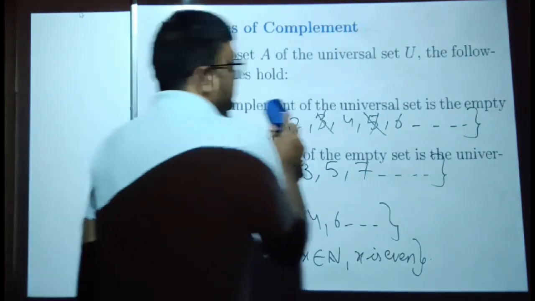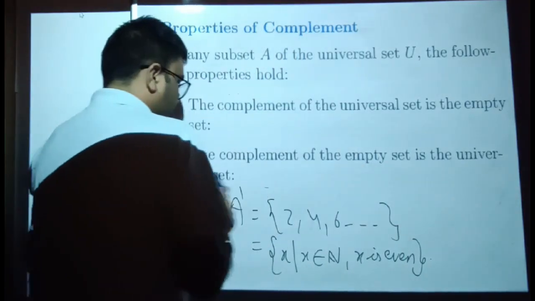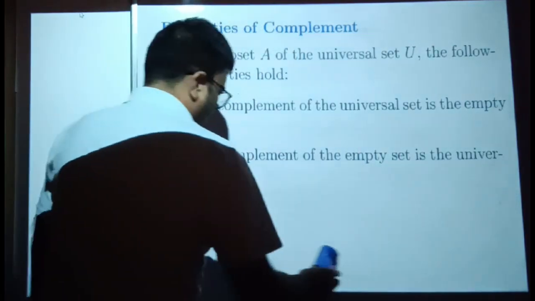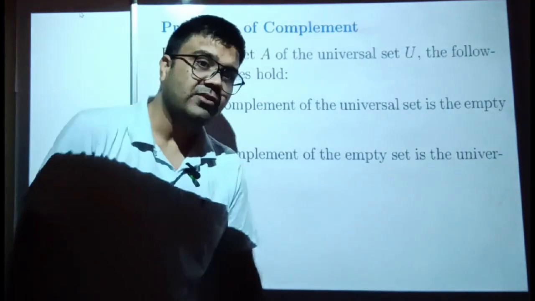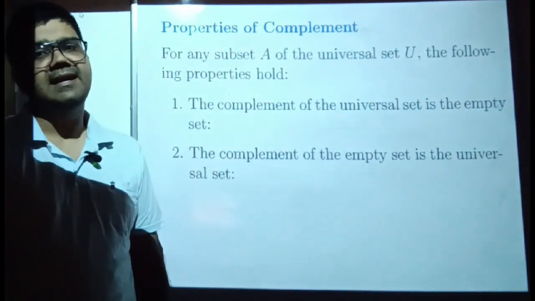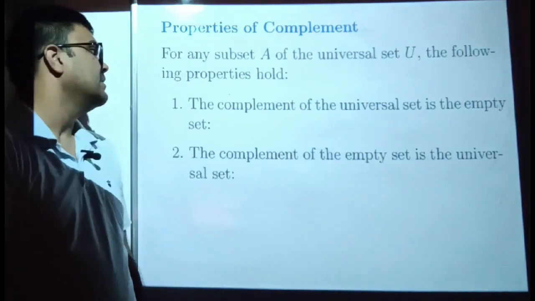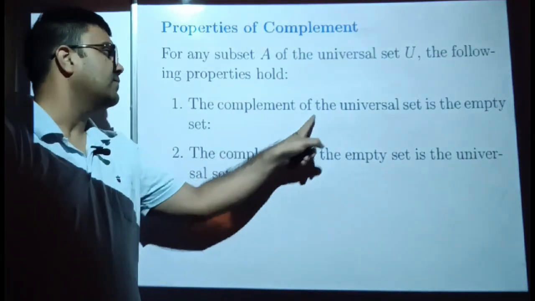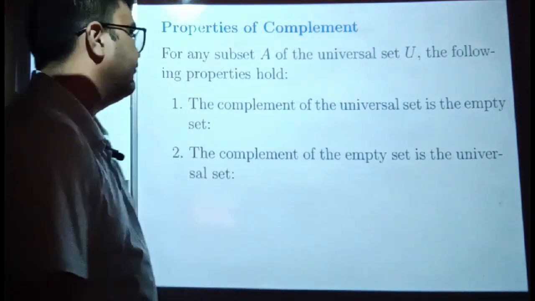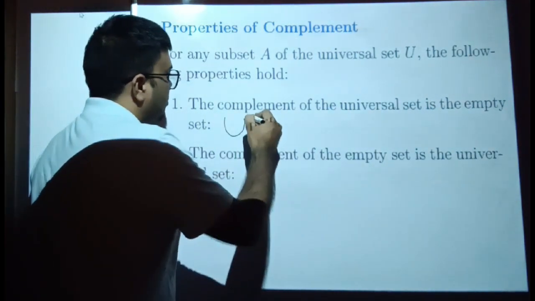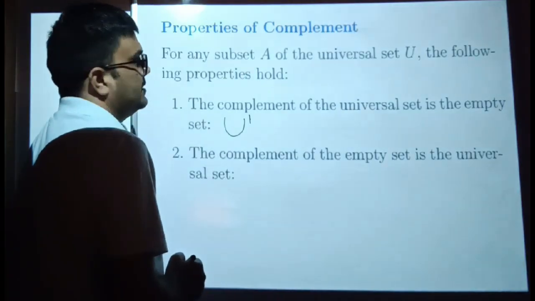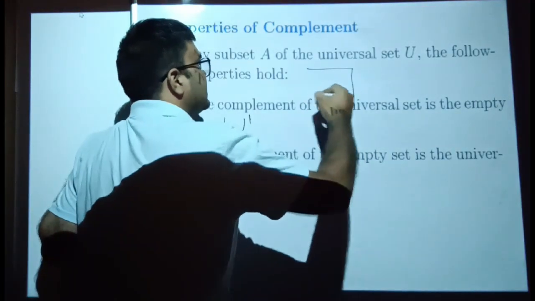So we have listed certain properties here. We are not going to talk about the proofs right now. Just as we have studied the property that the complement of the complement of set A is A, similarly we have these properties. So if we are talking about the complement of the universal set, U is the universal set, and I am talking about the complement of the universal set.